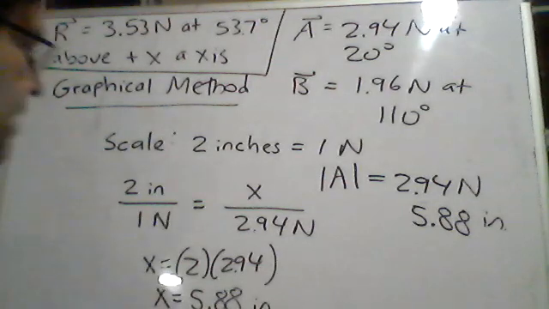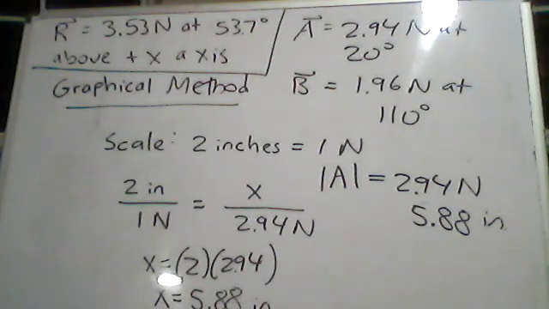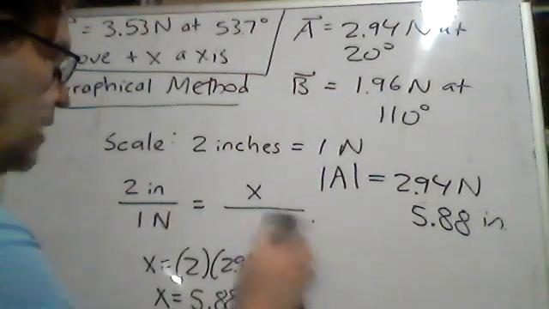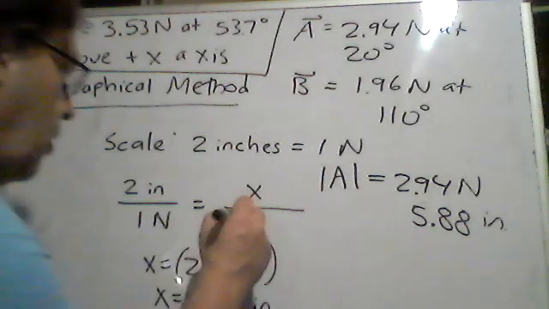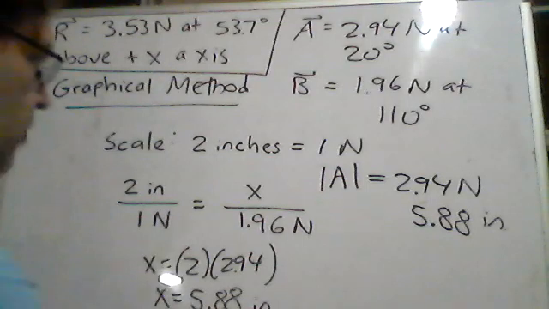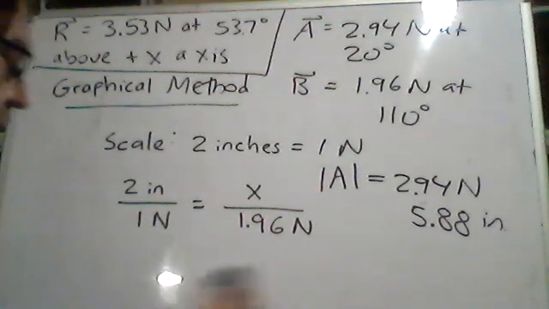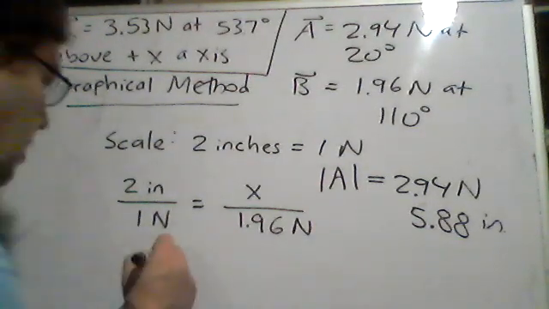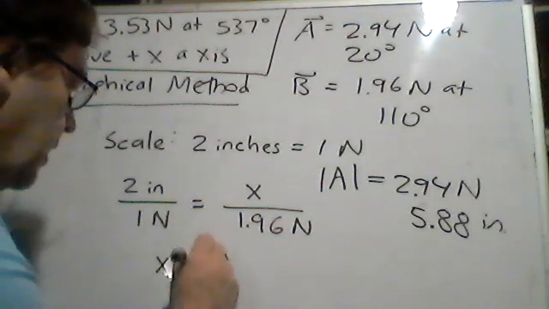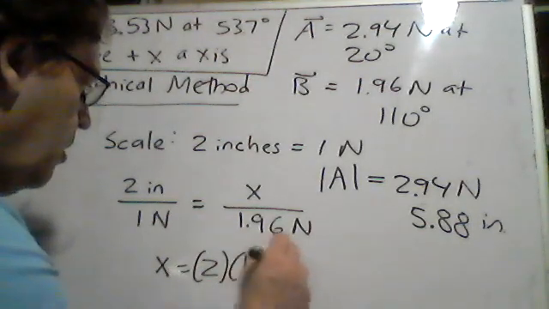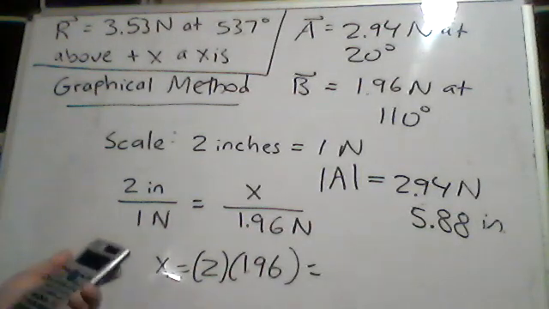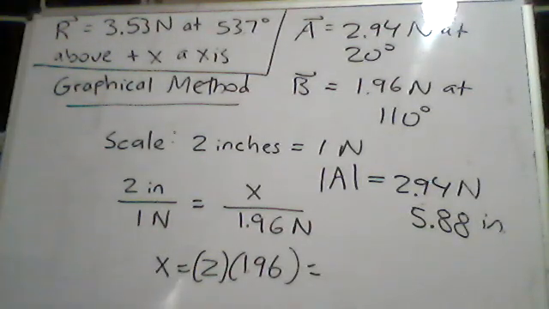All right, I would do the same kind of thing for B. So again, same scale factor, 2 inches per 1 newton, x over what? In this case, x over 1.96. Again, very simple scaling. No sines, no cosines, nothing advanced. And x, all it's representing now is just a length. So cross multiplication, 1 times x is x, 2 times 1.96. And I find out that x is going to be 1.96 times 2, 3.92, almost 4 inches.